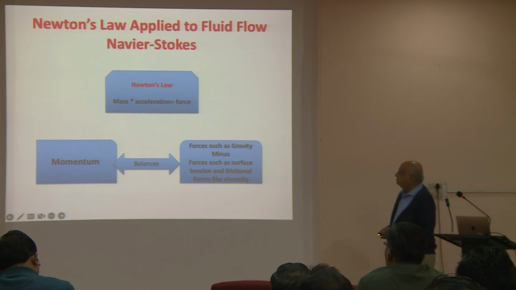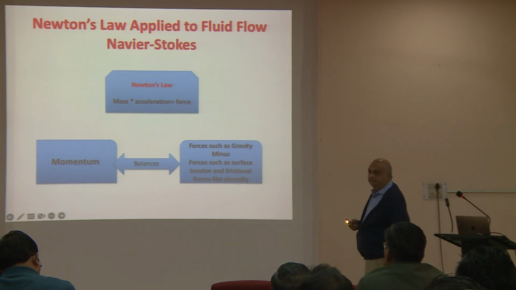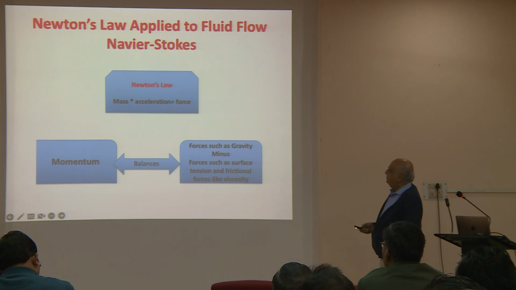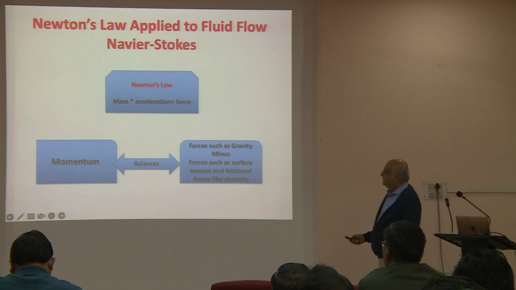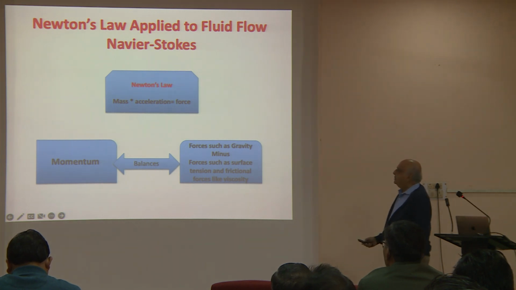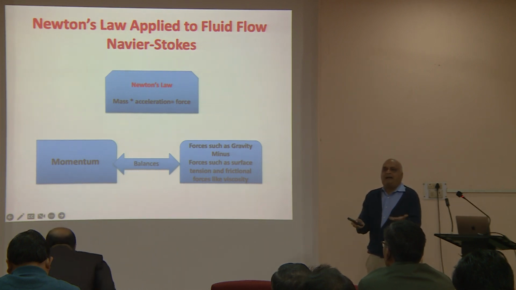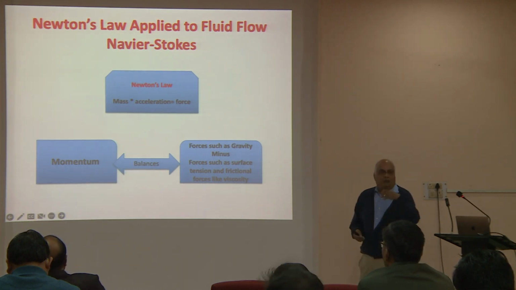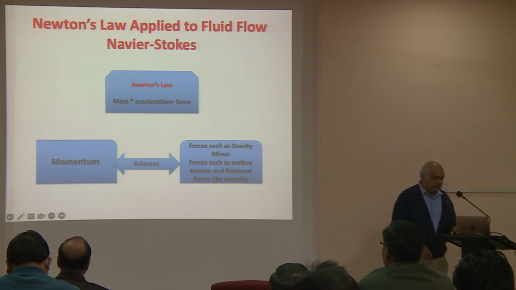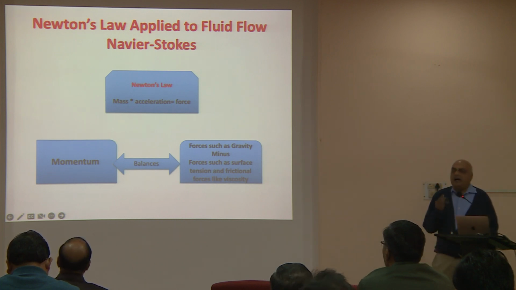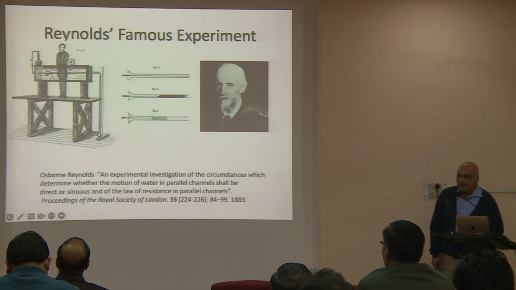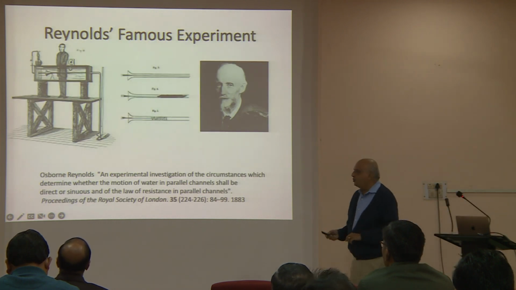Okay? Now, let's go a little further. Suppose you take Newton's law, which is simply mass times acceleration is the force, and then you have a balance between momentum and forces such as gravity, minus forces such as surface tension, and frictional forces like viscosity. So if I have a balance between momentum on one side and a balance on the other side between gravity and surface tension, I will come up with a dimensionless group. And one of the most famous dimensionless groups is due to Osborne Reynolds.